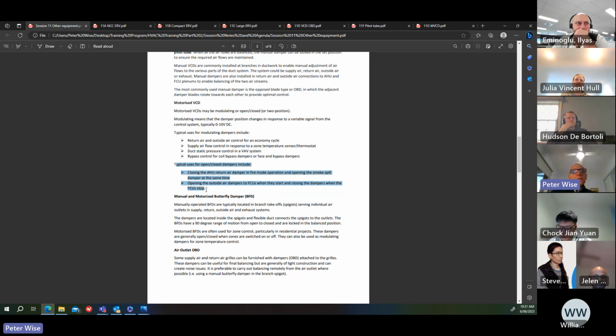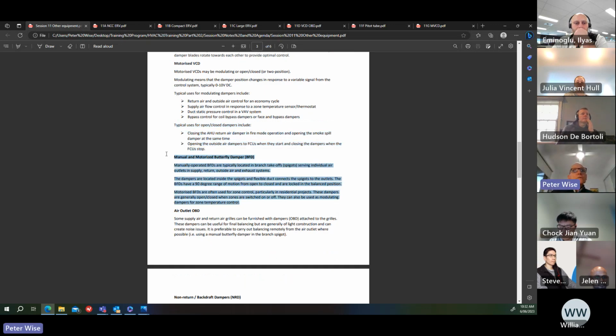Another example is opening the outside air dampers to fan coil units when they start and closing the dampers when the fan coil units stop. Sometimes if you've got multiple fan coil units on a floor or a space, you'll have a common outside air system coming to them, and they may have outside air dampers, motorised dampers to each fan coil unit. So if a fan coil unit is off, the damper can close.